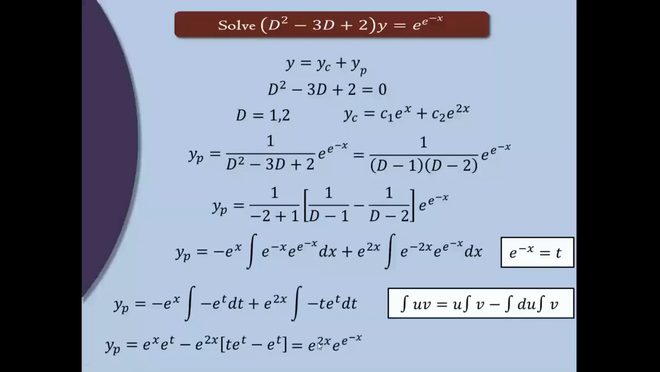So this is yp. And addition of yc and yp gives us the solution y is equal to c1 e raised to x plus c2 e raised to 2x plus e raised to 2x into e raised to minus x. So this is the solution. So carefully remember the method. Method is very easy. The solution will be in two parts, yc plus yp.